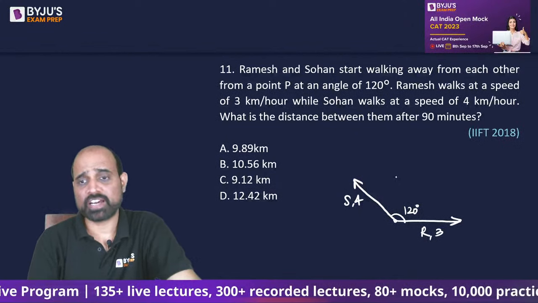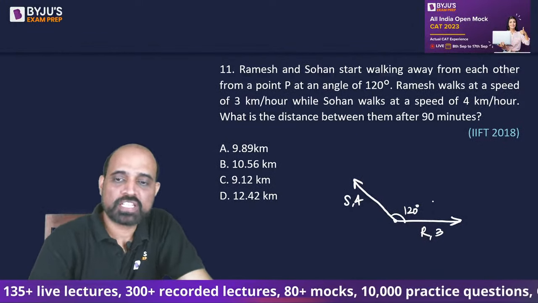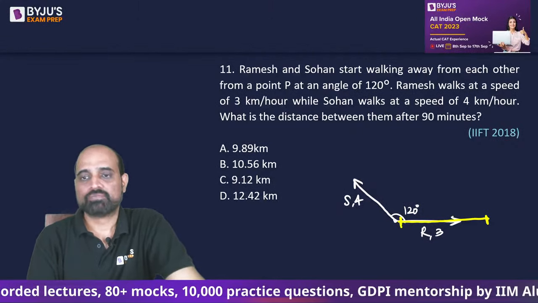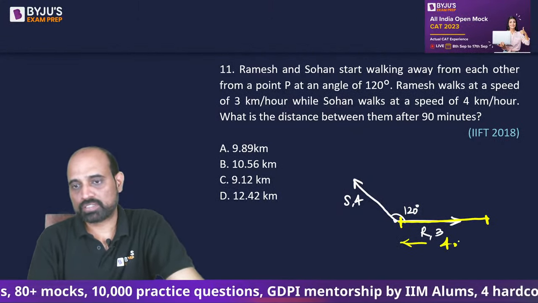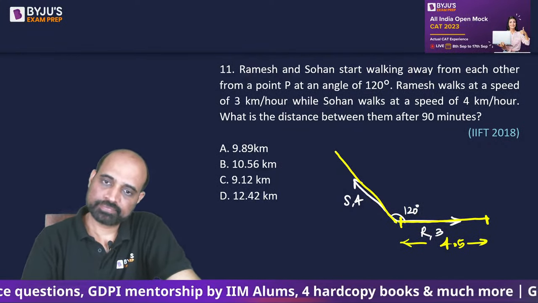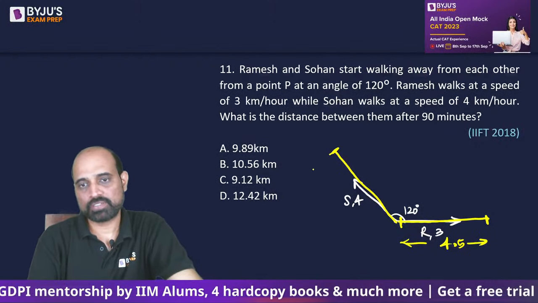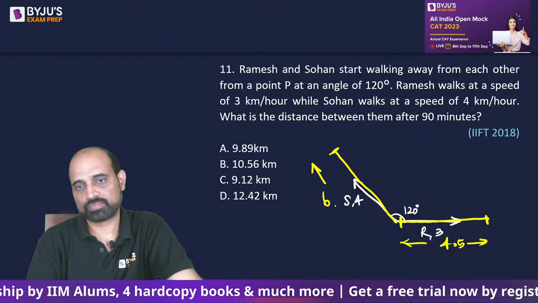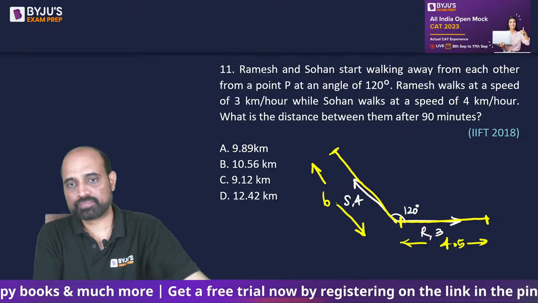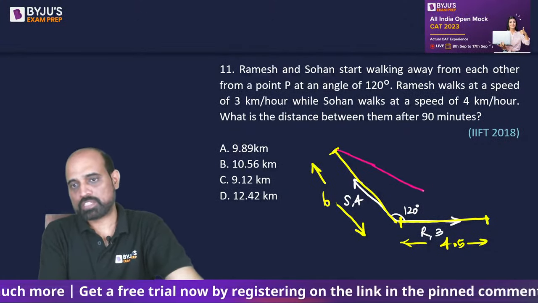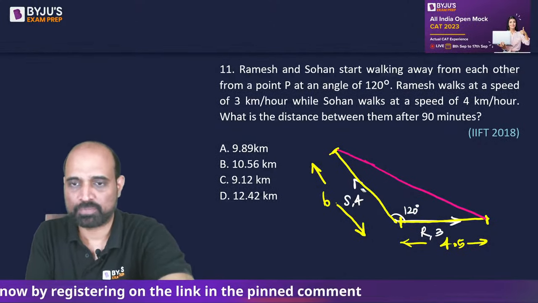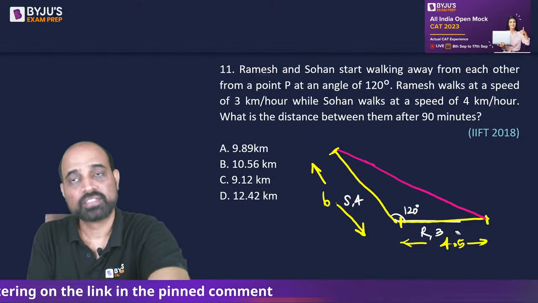90 minutes means 1.5 hours later. So obviously 1.5 hours later, Ramesh must have completed 4.5 kilometers and Sohan must have completed 6 kilometers. So we need to find out the distance between them. So आप ये समझ सकते हो कि this question is again based on geometry. There is nothing TSD over here apart from speed and time is given. That's it. है ना?